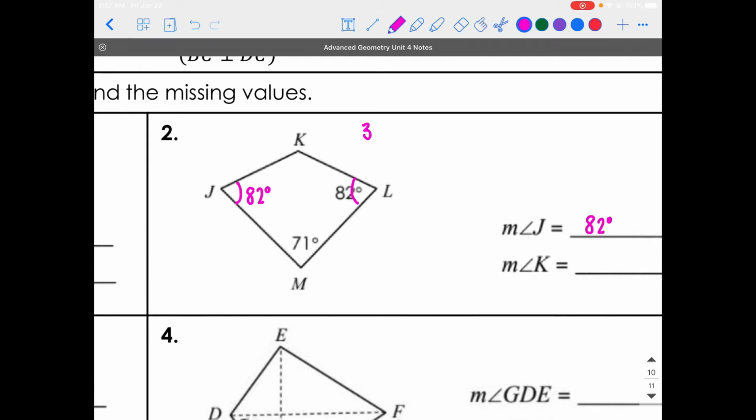And then to find angle K, I can take 360 minus 82 minus 82 minus 71. Because a quadrilateral, any four-sided figure, has a total of 360 degrees on the inside. And that gives me 125.